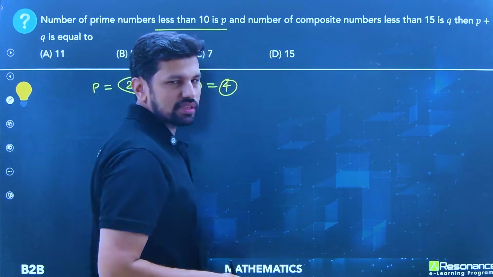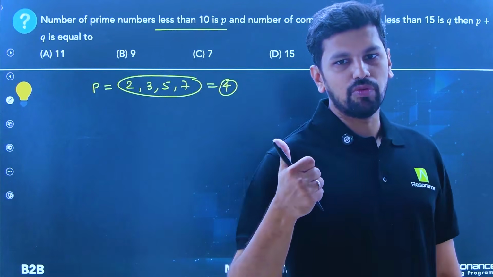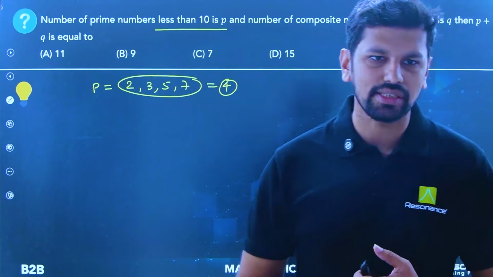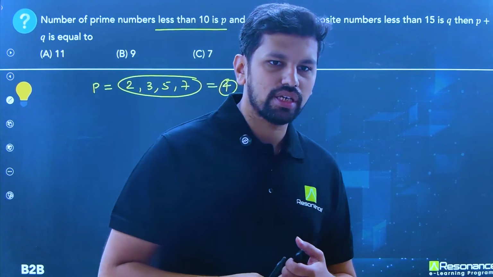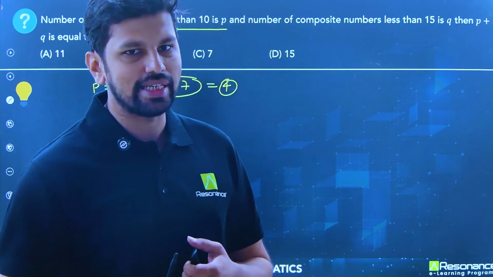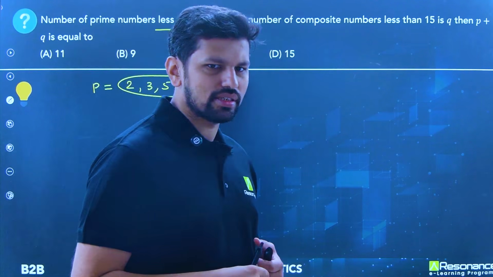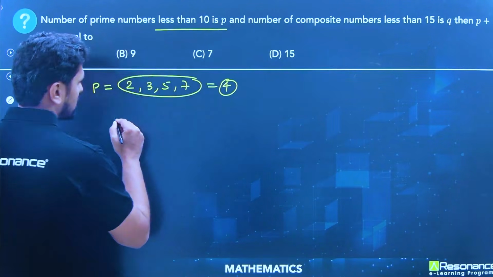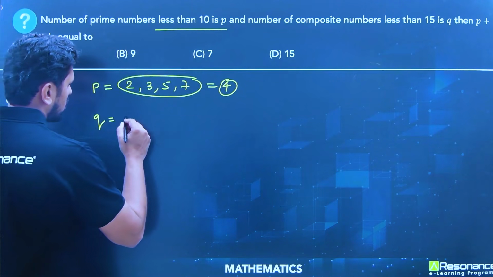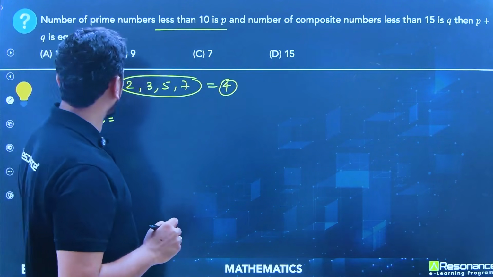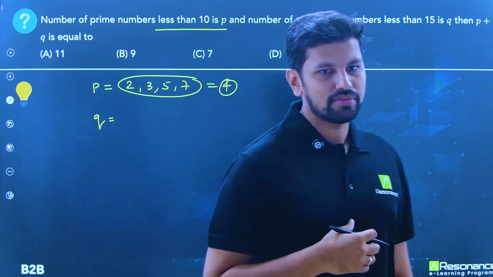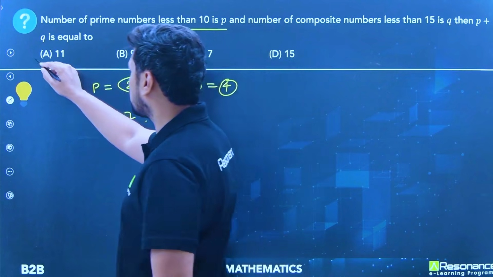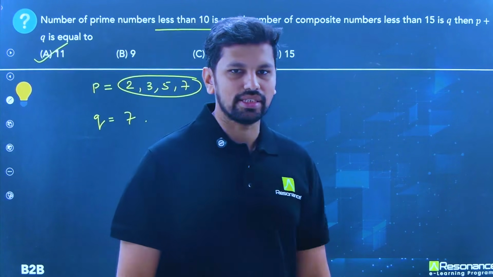remove all the prime numbers. That will be 2 removed, 3 removed and 5, 7, 11 and 13. 6 numbers removed. So how much did we get? 7. Let's count the composite numbers. Very good. Q equals 7. So 7 plus 4 is equal to 11. Easy question.